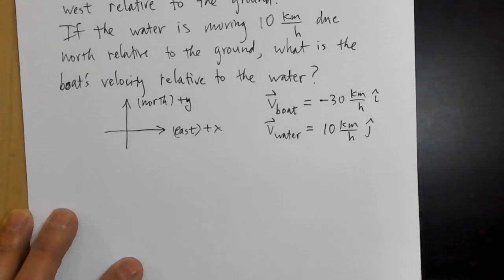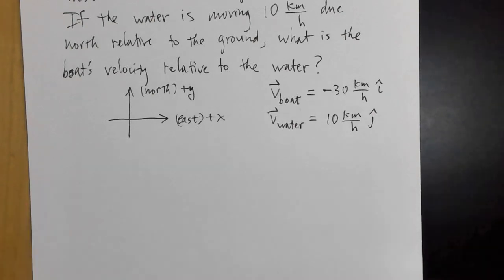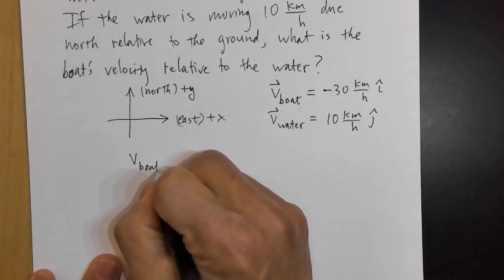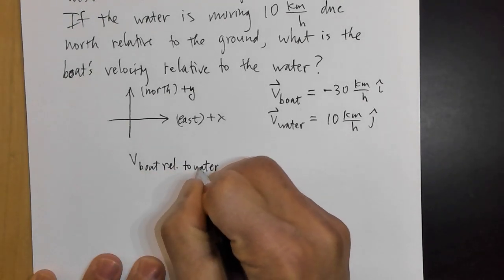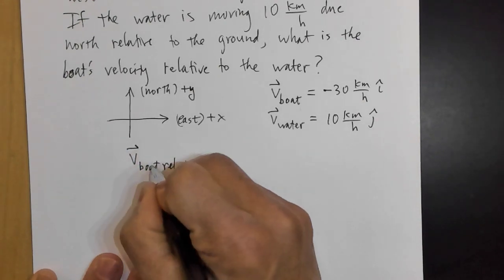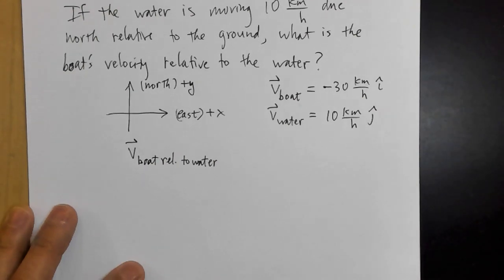All right, now we want to know the boat relative to water. So what I can write down, I can write it in several ways. So I'll write it two different ways. One way to write it is boat relative to water. And I write it out completely so that it's clear what I'm saying. So this says boat. It's hard to read because my handwriting's not so good.